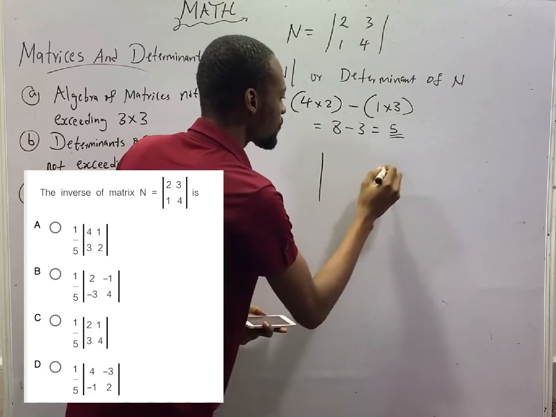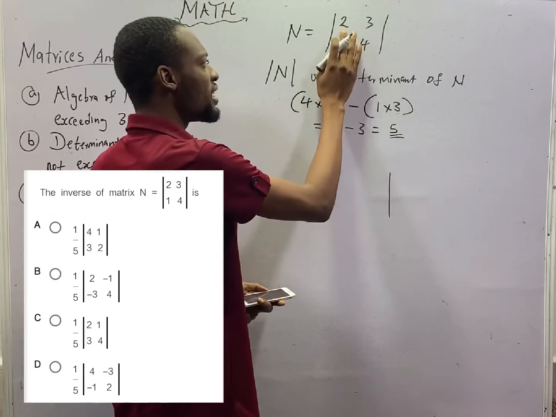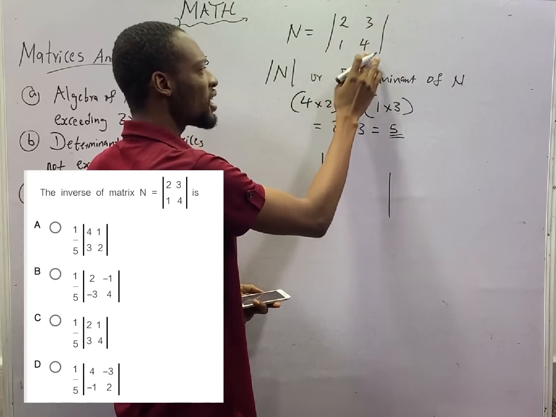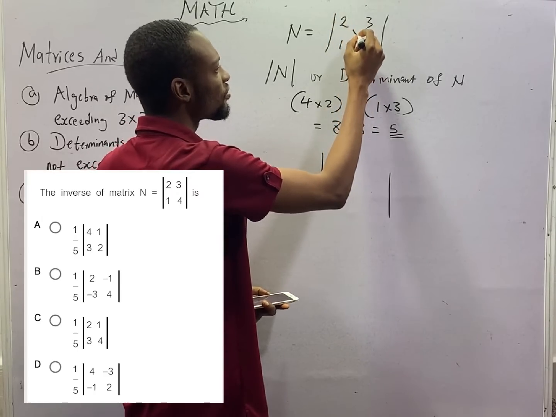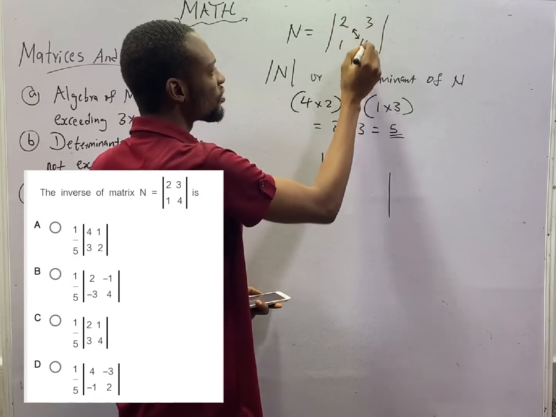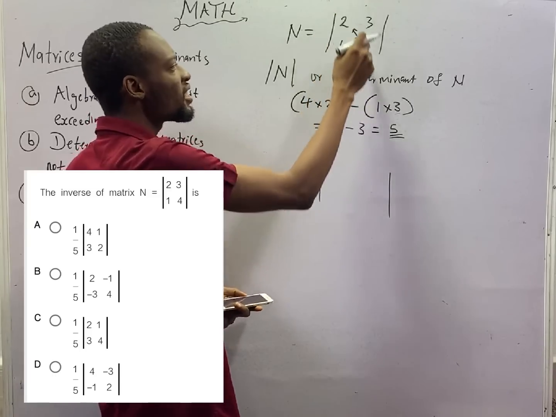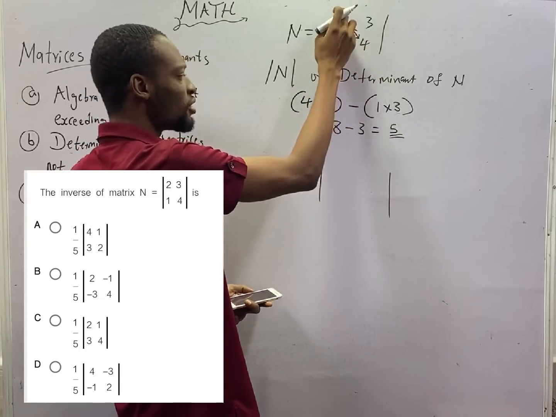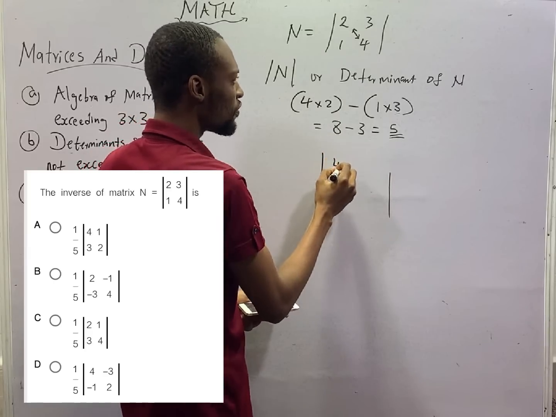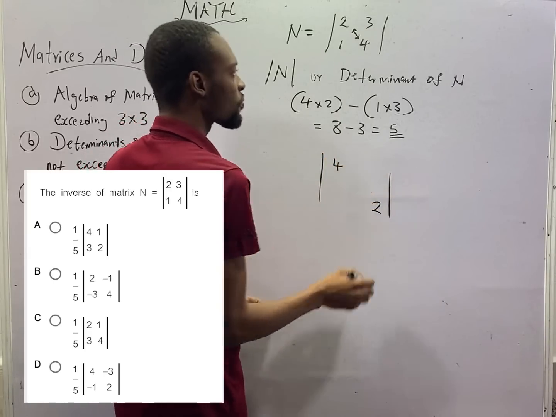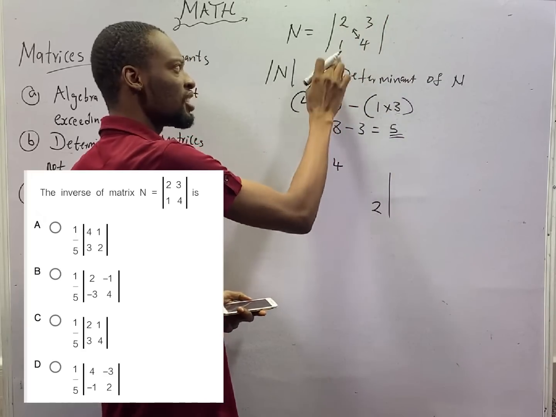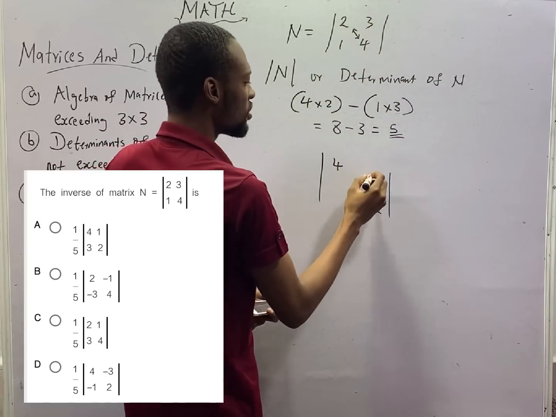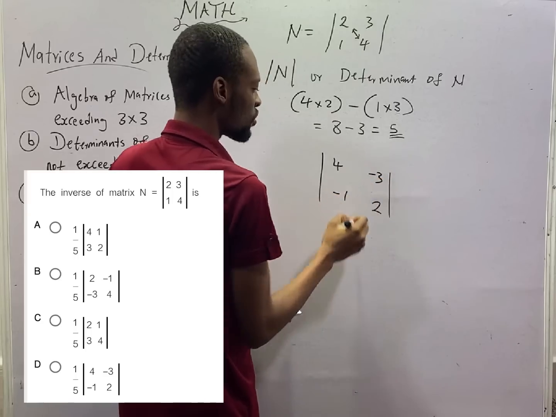From the matrix, there is 2 here, 3 here, 1 here and 4 here. Do like this. The one that is here, take it down. The one that is down, take it up. So, here becomes 4, here becomes 2. The one that is here, change the sign. The one that is here, change the sign. This becomes minus 3 and minus 1.